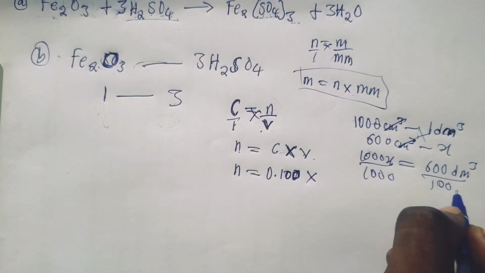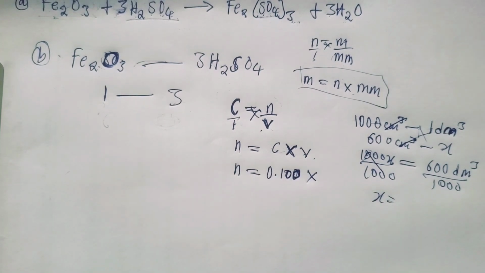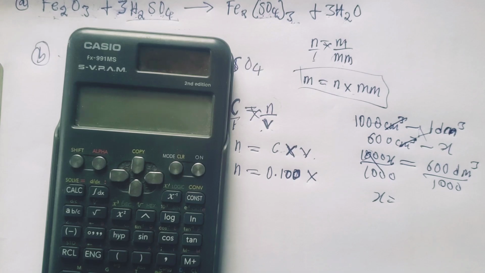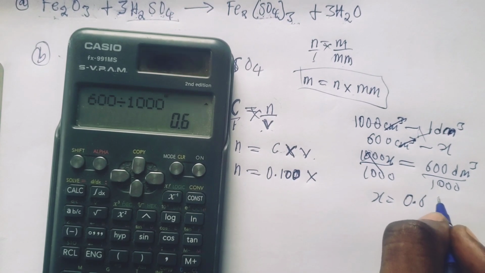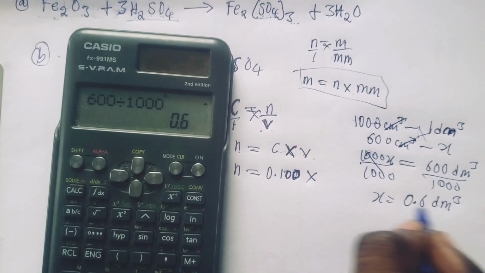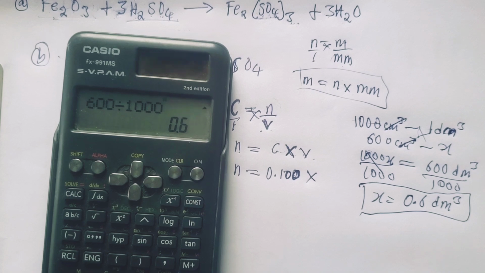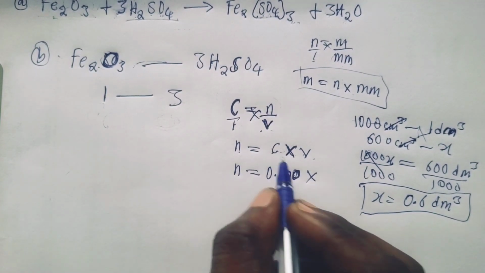Even here over 1000. So x is going to be, you have the calculator, this is chemistry. So you simply say 600 divided by 1000. This is 0.6 cubic decimeters. So this is our what? This is our volume. So when we come here, we are looking for number of moles. We said concentration times volume.